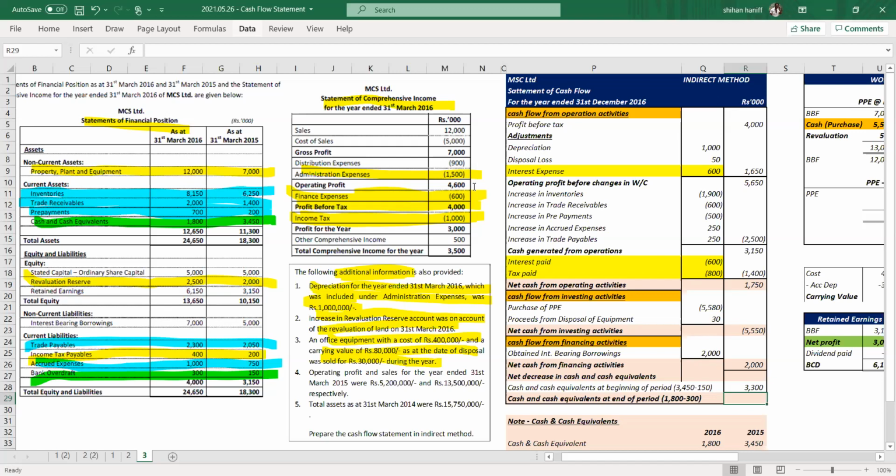How to identify cash and cash equivalent? Cash and cash equivalent means the cash balance, the bank balance, short-term investments, bank overdraft. Those things. The short-term, highly liquid assets.